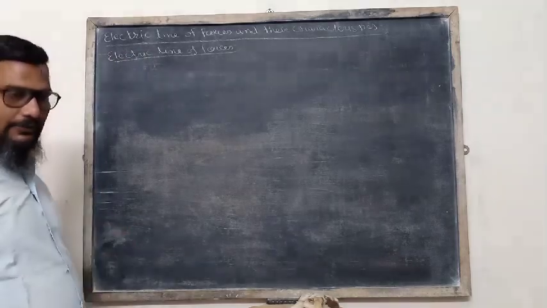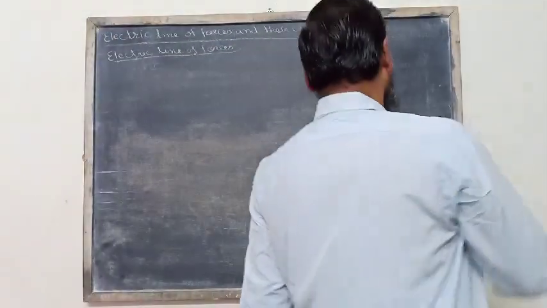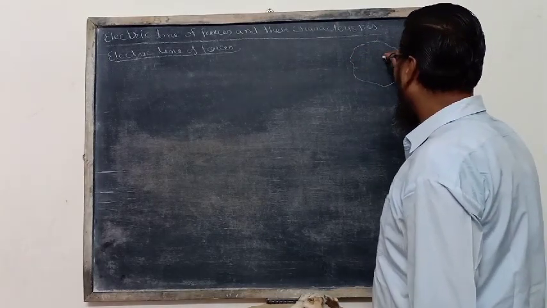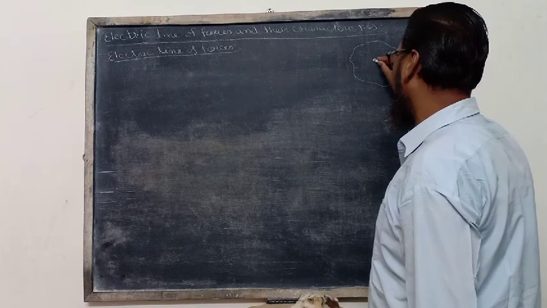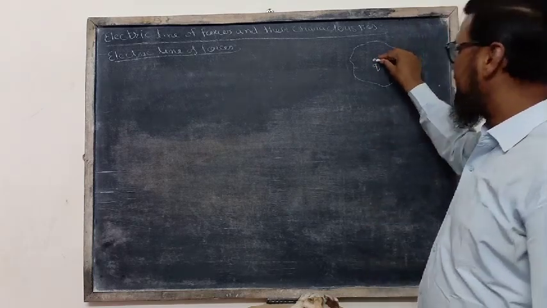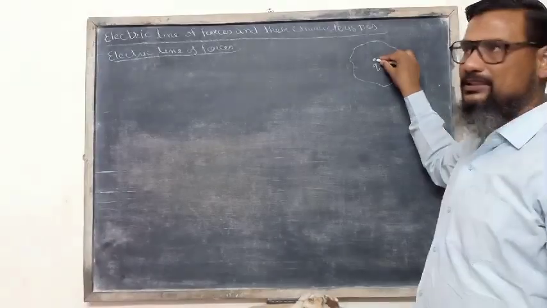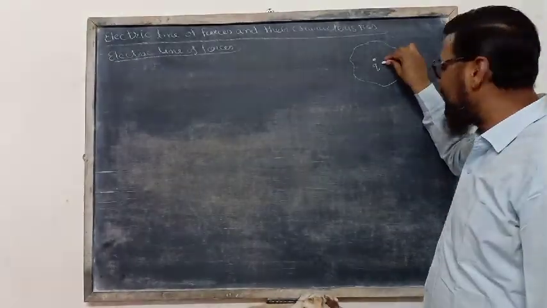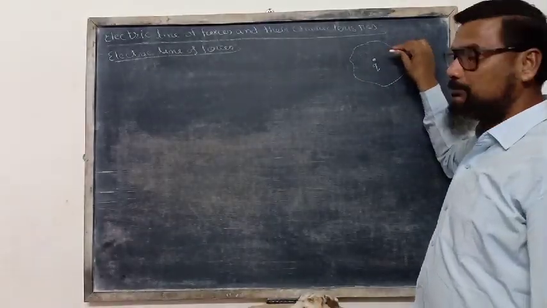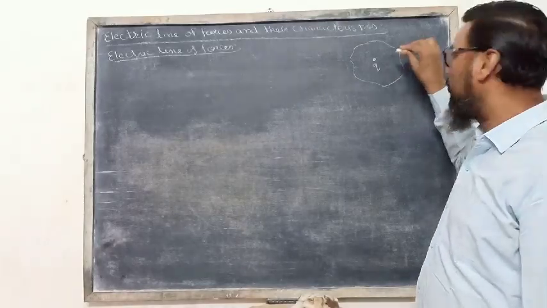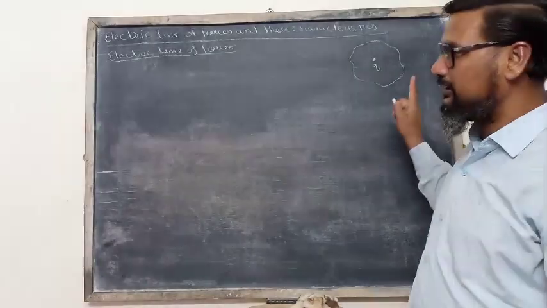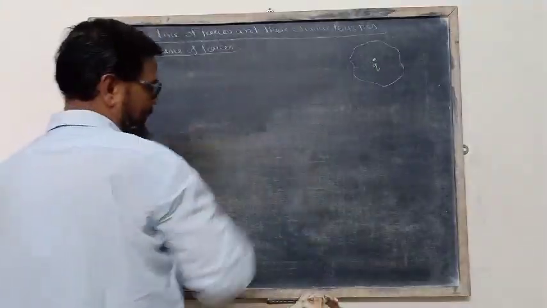What are electric lines of force? Consider there is an electric field, and in the electric field we put a charged particle or point charge with charge q. Then this charged particle will experience electrostatic force, and due to this electrostatic force the charged particle starts motion following a certain path. That certain path is called electric line of force.